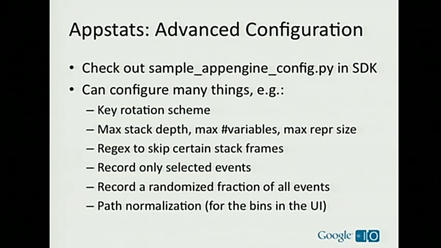And using this, you can change things like the key rotation scheme. If you want to spend more memcache space to say, for example, 10,000 keys, you can change the key rotation scheme. If you want to reduce the space used up for stack frames, you can change the maximum stack depth that is recorded, or how many variables per frame, or how many bytes to store for each variable maximally. You can tell it to skip certain frames, or you can tell it to select only certain events. And the randomized fraction of all events is actually a special case of that.